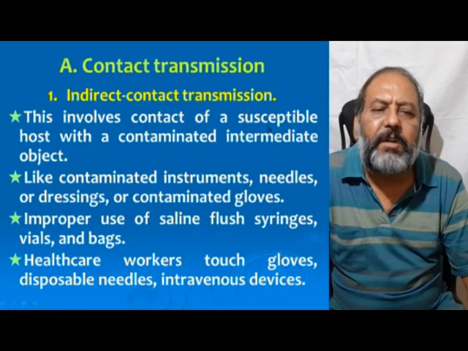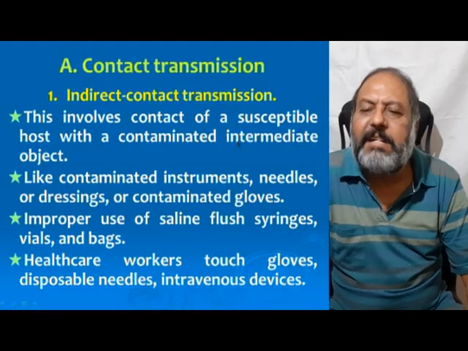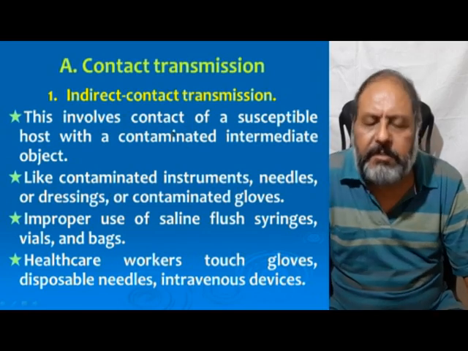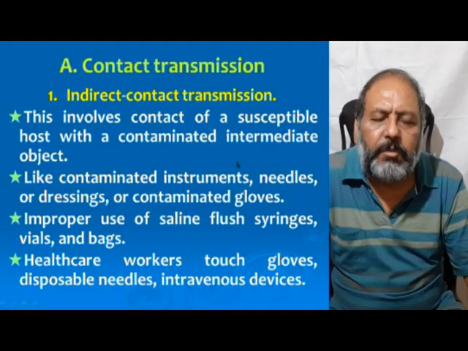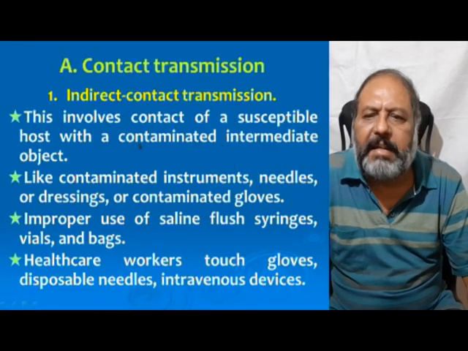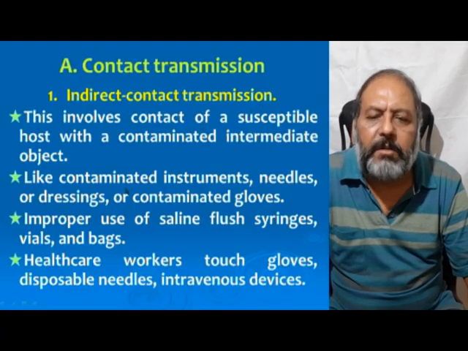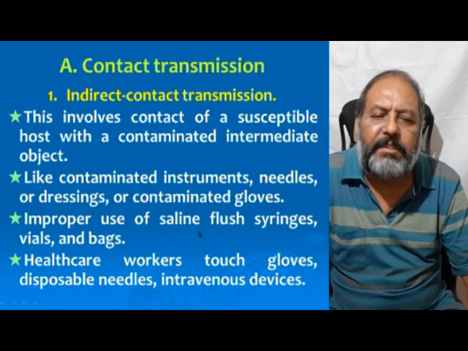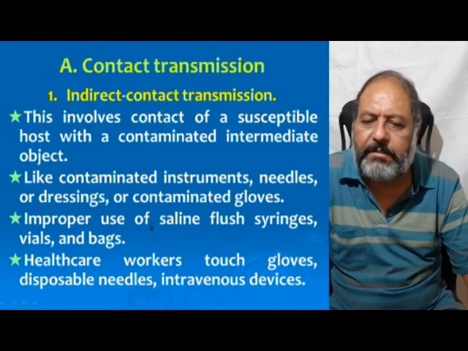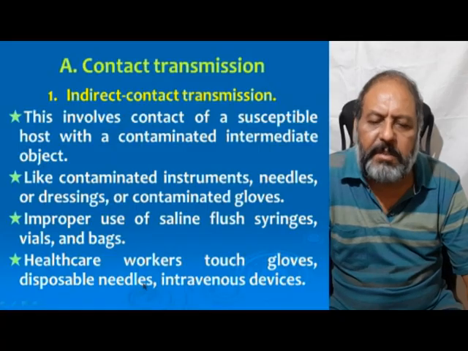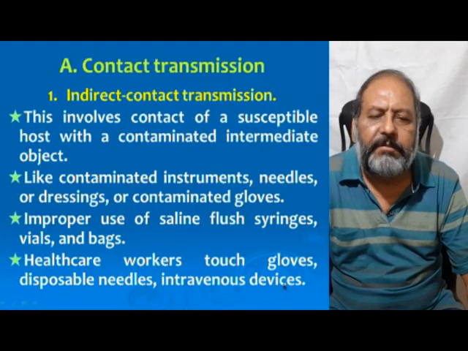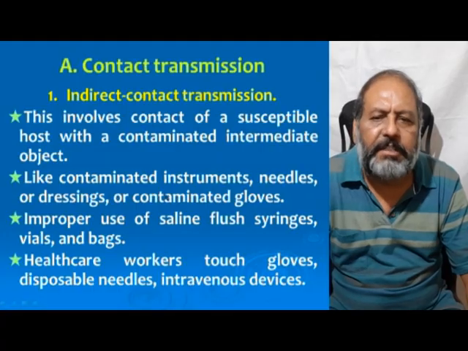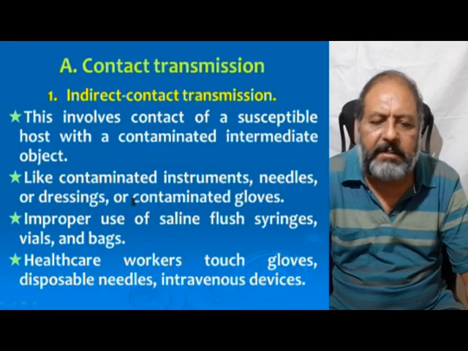Then, contact transmission continued: indirect contact transmission. This involves contact of a susceptible host with a contaminated intermediate object that has already been contaminated by some other person, and the patient who is admitted in the hospital is going to use that. That is indirect contact transmission, like contaminated instruments, needles or dressings, or contaminated gloves, improper use of saline flush, syringes, vials and bags, healthcare worker touching gloves, disposable needles, and intravenous devices. So they do provide the microorganisms there that are being used by the patient. So these are transmitted by indirect contact transmission.